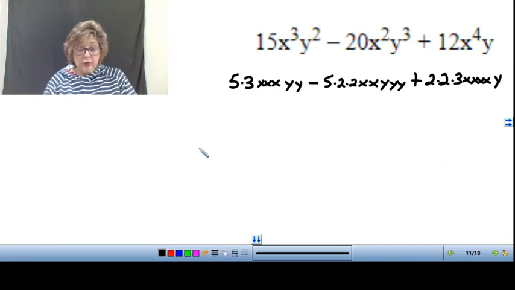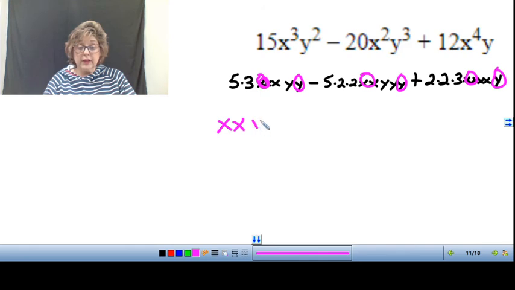So now let's circle everything that they have in common. This one has a 5 and a 3. This one has a 5, a 2, and a 2. And this one has a 2, a 2, and a 3. So there's no numbers that they have in common. That's okay. This one has 3 x's, this one has 2 x's, and this one has 4 x's. So they all have at least 2 x's. So I'm going to circle 2 x's and write that out here. This one has 1 y, this one has at least 1 y, and this one has at least 1 y. So I'm going to circle it and put it out here.